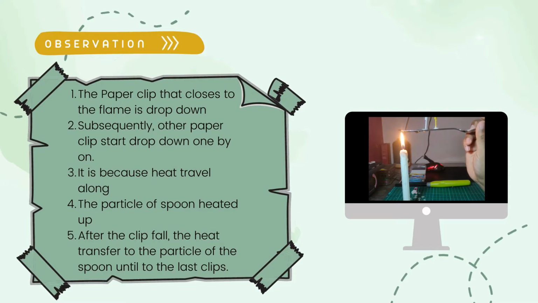It is because the heat is traveling along. It heats up the particles of the metal which the spoon is made of. As the clip falls, the heat transfers to the next particle of metal and then to the next until the last clip. Lastly, the last pin falls down. This is how heat transfer takes place through the process of conduction.